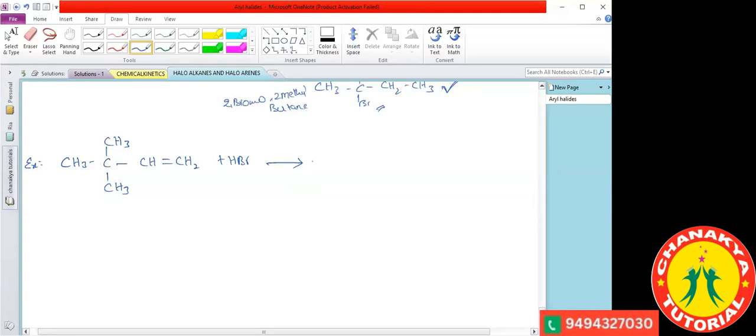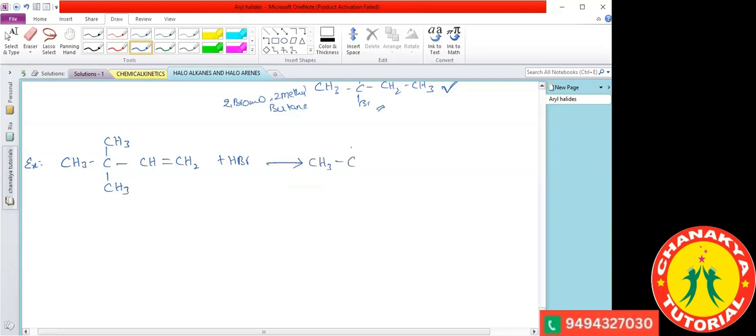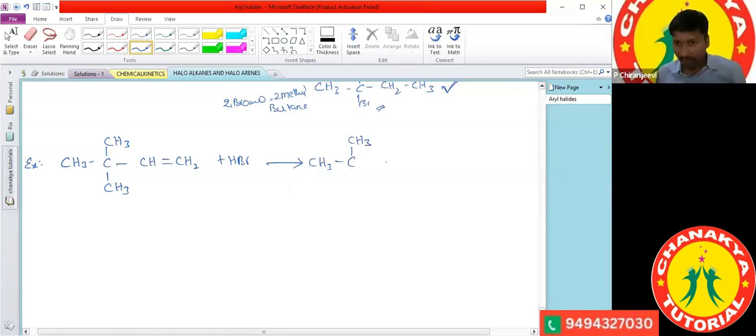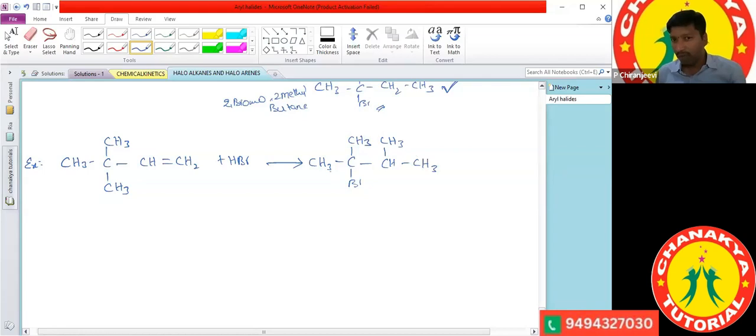Ritu, can you tell me the structure? What is the product you got? CH3, C, CH3, CH3 with Br, then CH, CH3. The last one, the CH2 group, is converted into CH3.